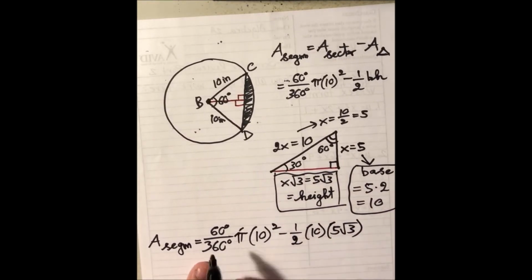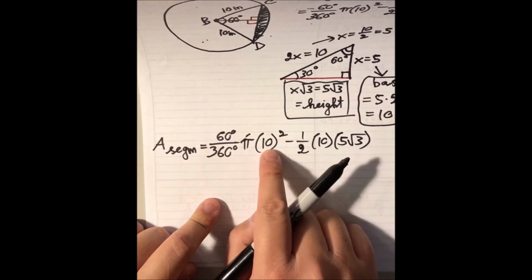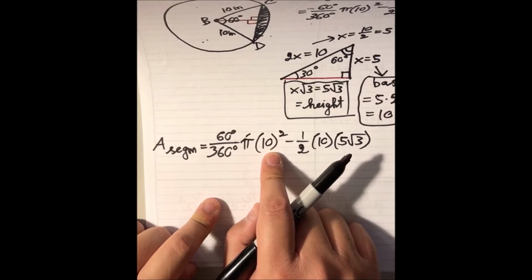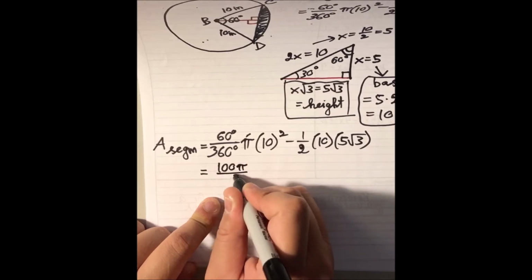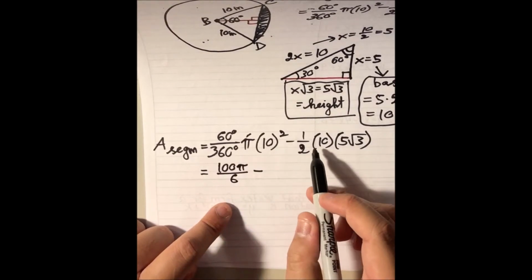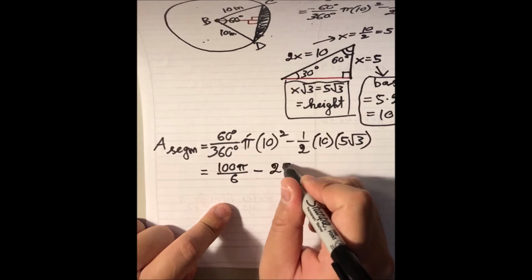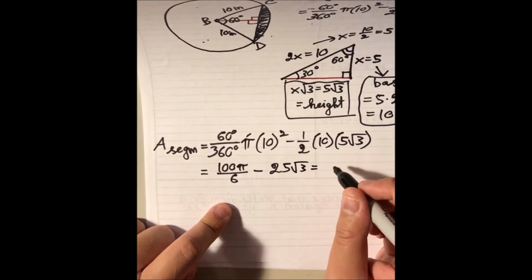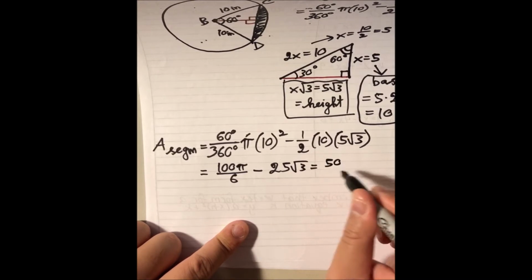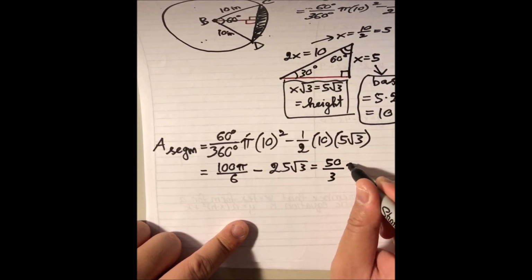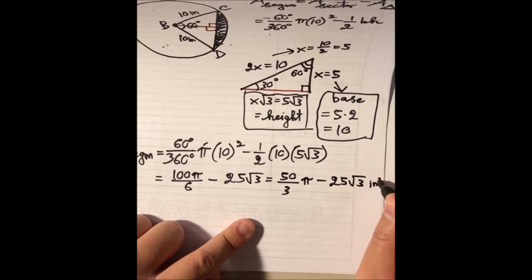Well, let's simplify a little more. 60 divided by 360 is 1 over 6. 1 over 6 times 10 raised to the second power, which is 100. So we got 100 over 6. 100 times pi over 6 minus, let's see, 10 times 1/2 is 5. 5 times 5 square root of 3 is going to give us 25 square root of 3. So this is equal to, let's see, 100 times pi divided by 6 can be simplified down to 50 over 3 times pi minus 25 times square root of 3 inch square.